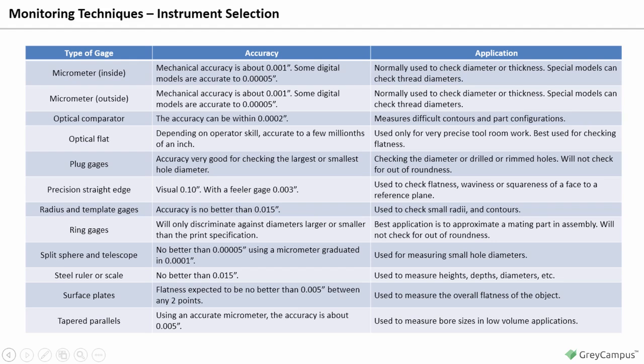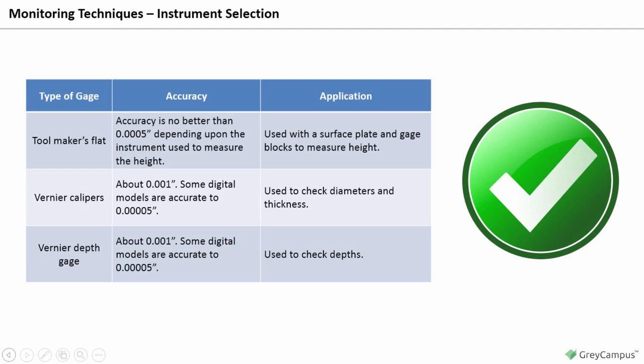The tapered parallels are using an accurate micrometer. The accuracy is about 0.005 inches. They are used to measure bore sizes in low-volume applications. The toolmaker's flat has an accuracy that is no better than 0.0005 inches, depending upon the instrument used to measure the height. They are used with a surface plate and gauge blocks to measure height.